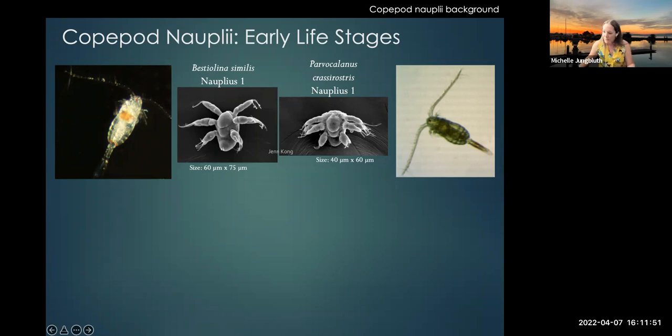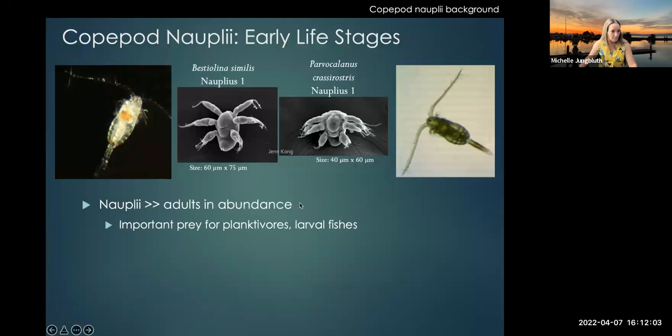So it's kind of complicated, but over the course of their development, they increase in size by roughly an order of magnitude or more, depending on species. Now, because they're so small, that makes them very important in food webs because they also tend to be much more abundant than the adults. Many of them die off before they reach the adult stage because they're important prey.